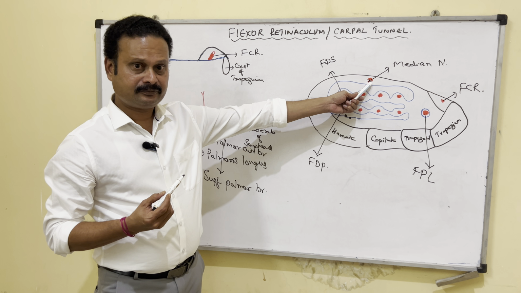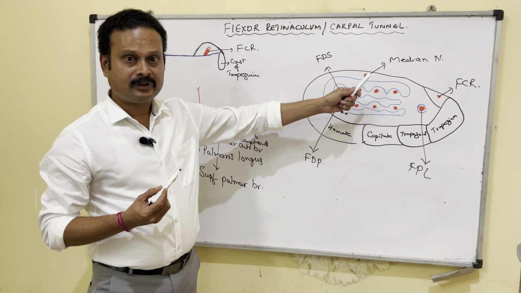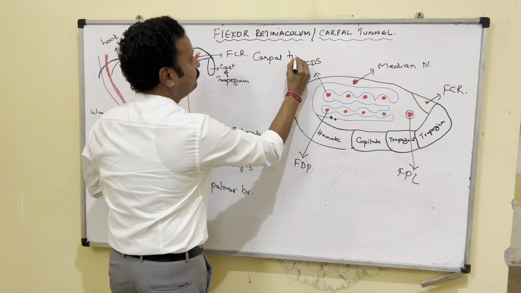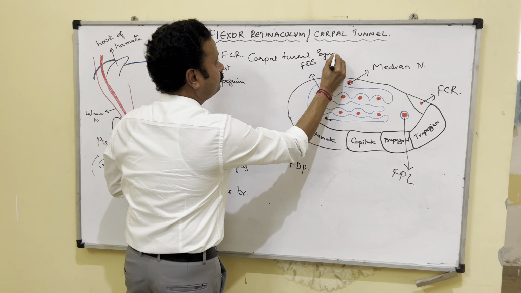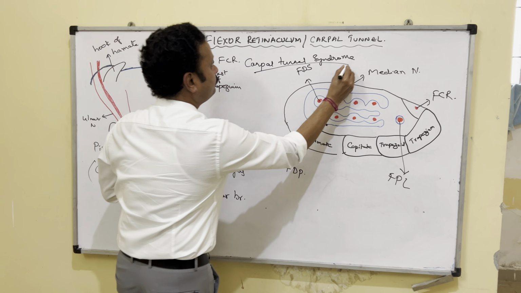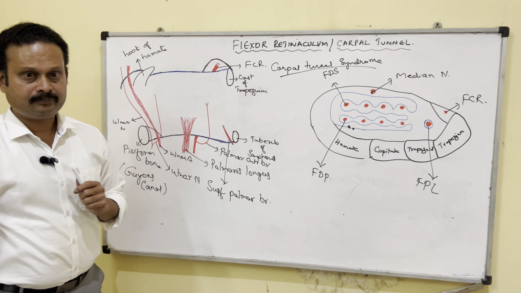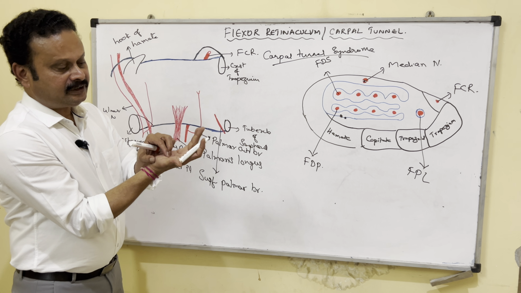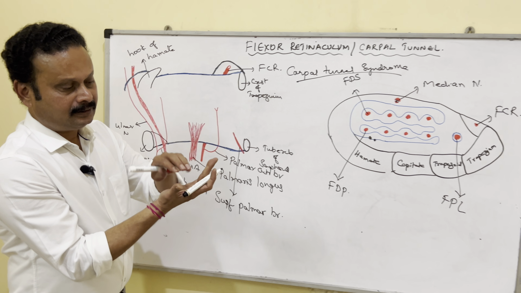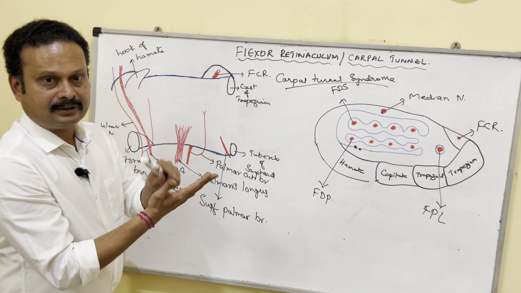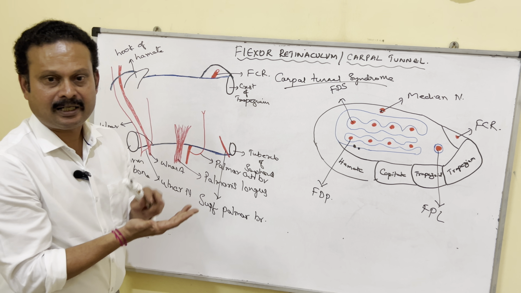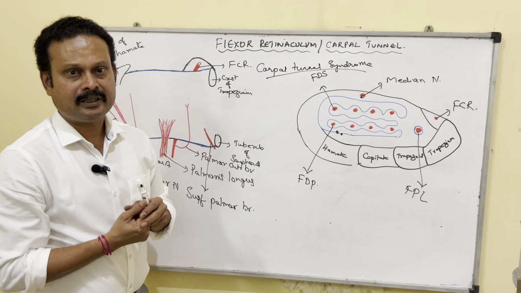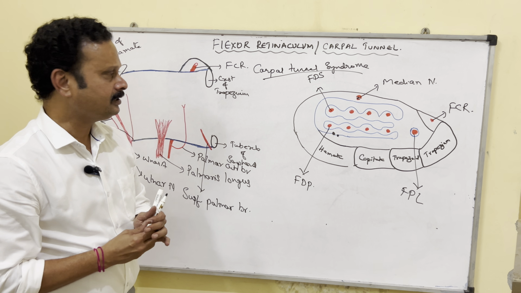Compression of the median nerve within the carpal tunnel is called carpal tunnel syndrome. It is characterized by wasting of the thenar eminence, tingling sensations and numbness across the lateral 3.5 fingers, and median claw hand deformity. All these are the features related to carpal tunnel syndrome.